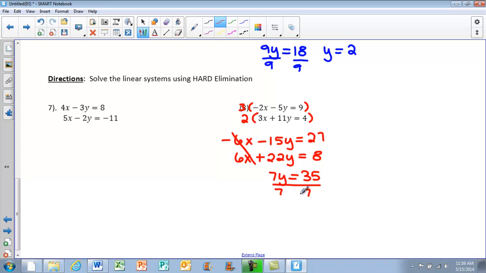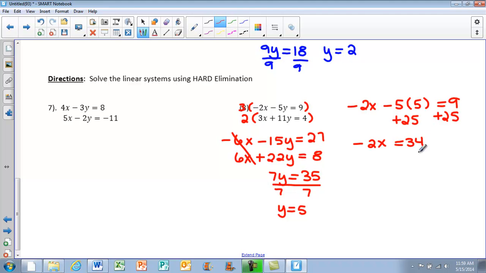Divide both sides by 7. And I get y is equal to 5. Now I need to plug this back into either equation to find my value for x. So I have negative 2x minus 5 times 5 equals 9. So this is a negative 25, so to get rid of it I have to add 25 to both sides. So I have negative 2x equals 34. Divide both sides by negative 2, and I have x is equal to negative 17. So my ordered pair here is negative 17, comma 5.